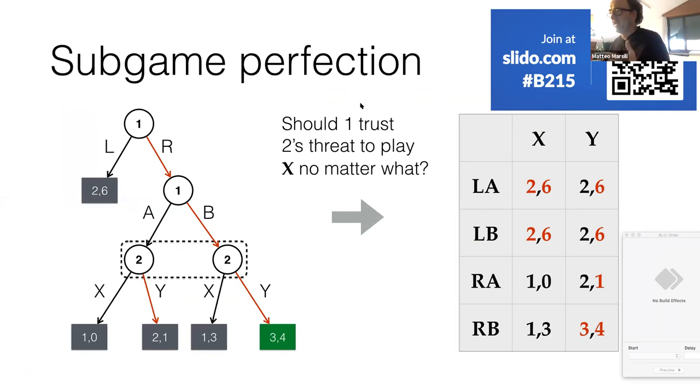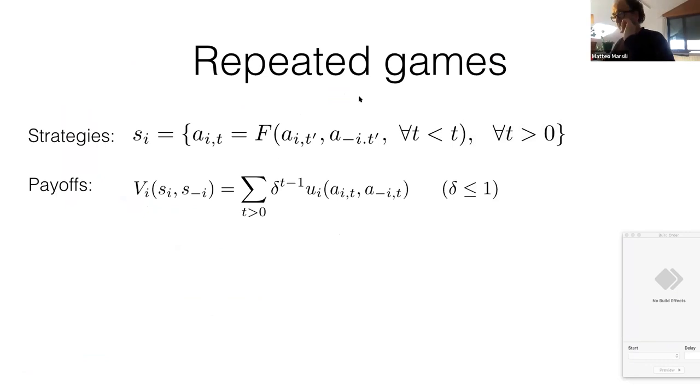This idea of credible threats is an important issue when you think about games that are repeated in time. Imagine that you have players that play the same game several times. Then the situation becomes a little bit more complicated, because now strategies really become plans of action. A strategy is a specification of how the player will behave at any time, depending on how he played before and how his opponent played before. So the space of strategies becomes really huge.